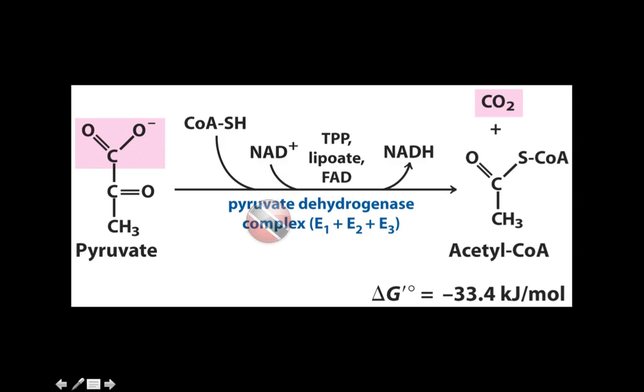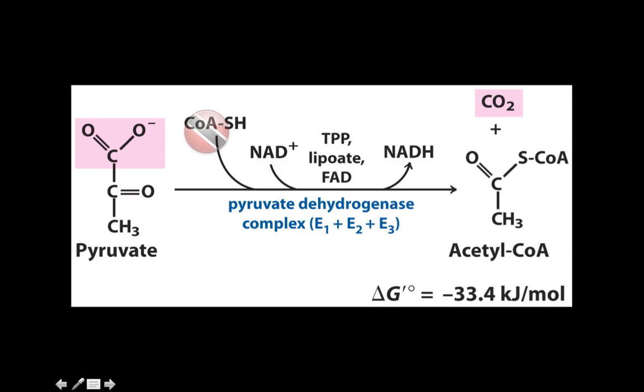Now the pyruvate dehydrogenase complex is an enzyme that uses 5 cofactors, and the cofactors are as follows: coenzyme A, NAD+, TPP, lipoate, and FAD.